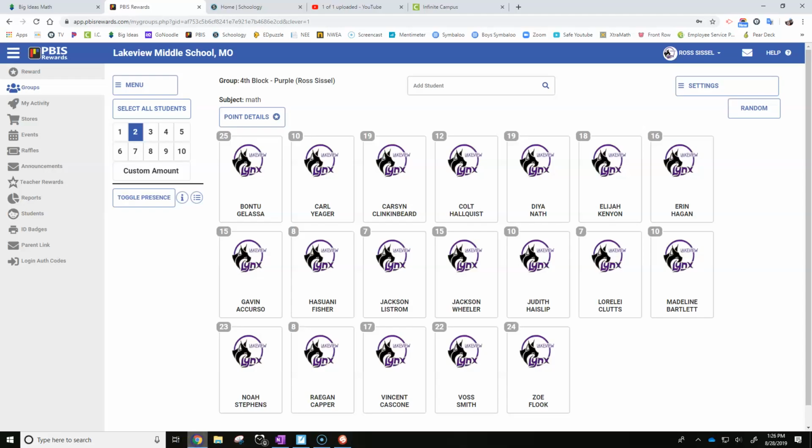I gotta go ahead and throw these bucks out there because where's your thing, Jackson? Right next to this. Oh, you're right next to it.